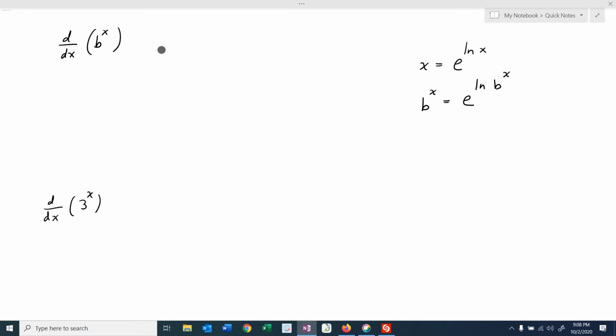Okay, the way we're going to figure out this derivative is we're going to use this property that we talked about in a previous video. Since these are inverse functions of each other, when you say e raised to the ln of x, that's the same as x. So it's also true that when you say e raised to the ln of b raised to the x power, that's the same as b raised to the x. And so what we're going to do is rewrite this b raised to the x power. We're going to write it as e raised to the ln of b to the x, since they're the same thing.